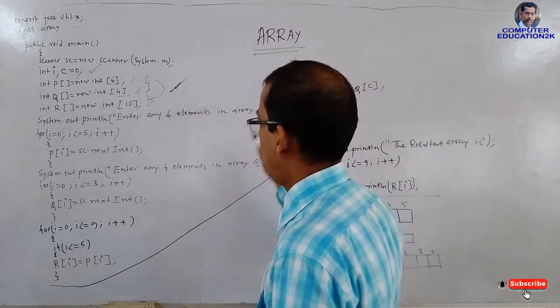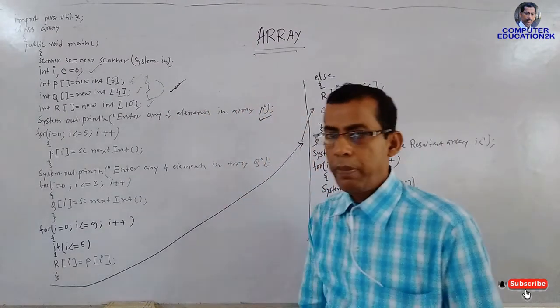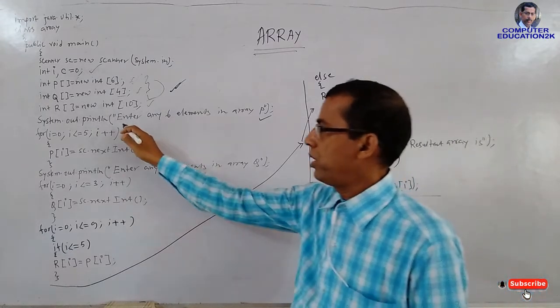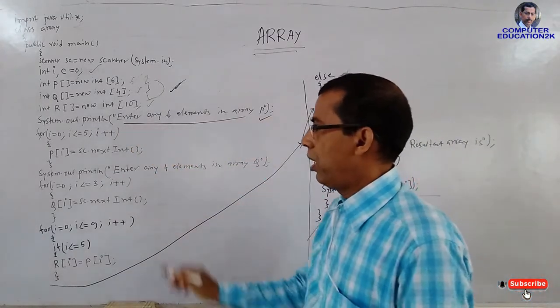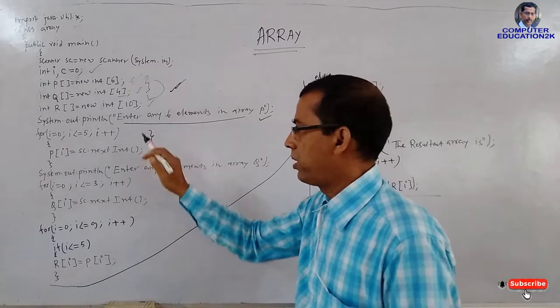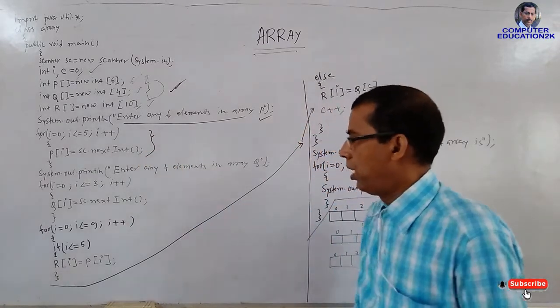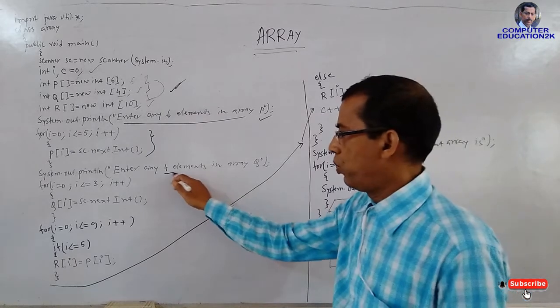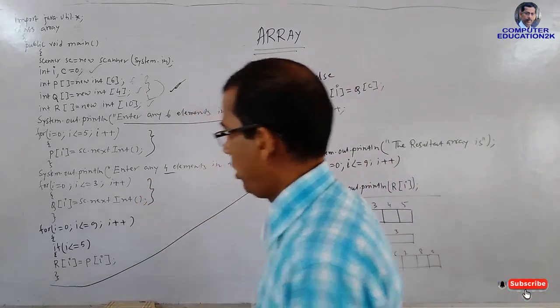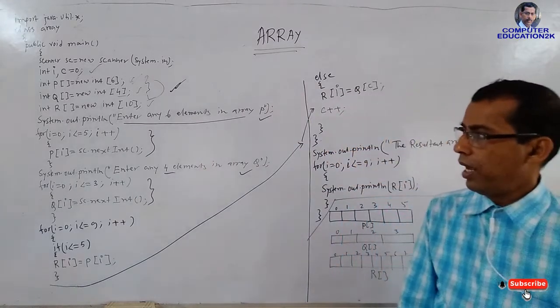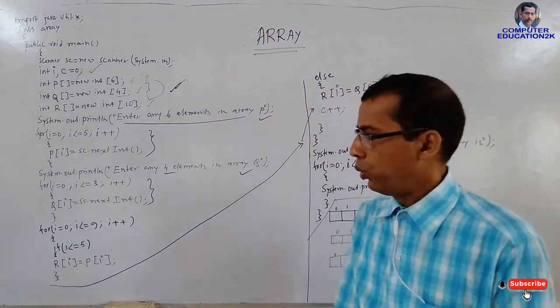And you have to enter 6 numbers in array P. So I have given one message: enter any 6 elements in the array P, and here I have entered 6 elements in array P. And you have to enter 4 elements in array Q. So by these lines I have entered 4 elements in the array Q.